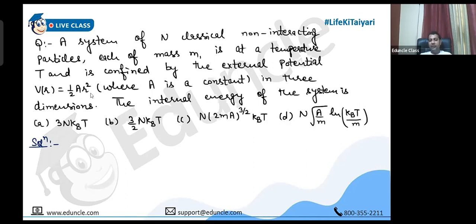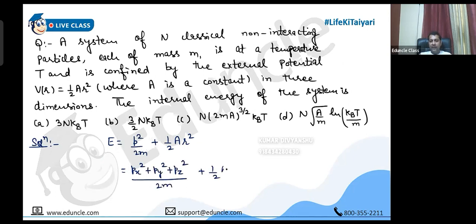Exactly similar to the earlier question, but now the energy is in 3D. P square by 2m is the kinetic energy of the particles, and the potential is half r square. Now, can I write this as px square plus py square plus pz square by 2m plus half a, x square plus y square plus z square? So how many quadratic terms will be there? 6, 3 from the momentum and 3 from the position coordinates.